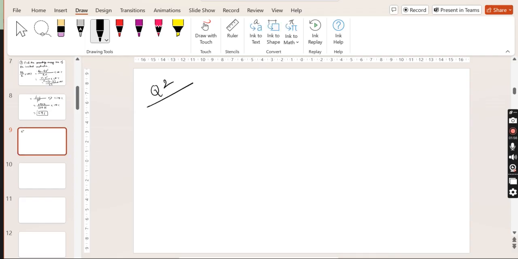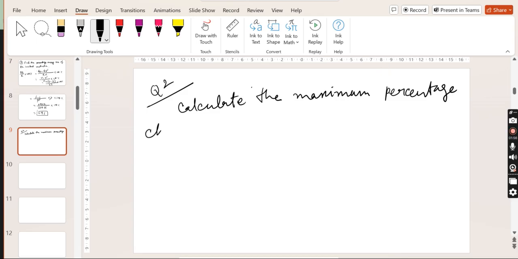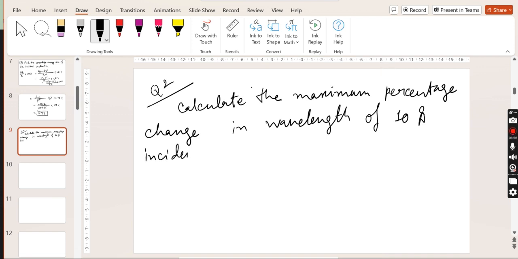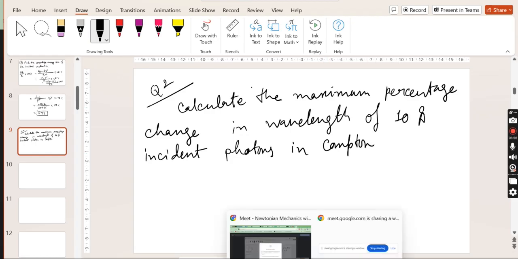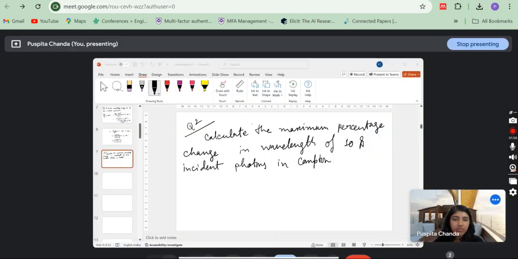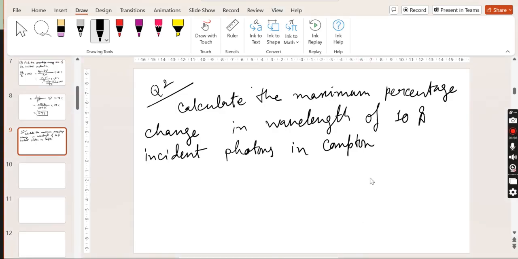Then I want to discuss another kind of question: calculate the maximum percentage change in wavelength of 10 angstrom incident photons in Compton scattering.